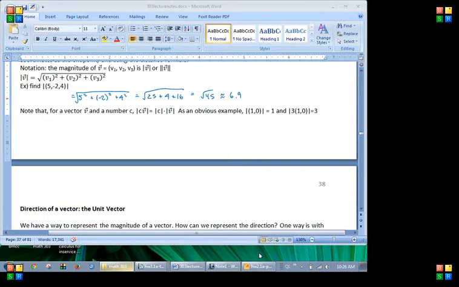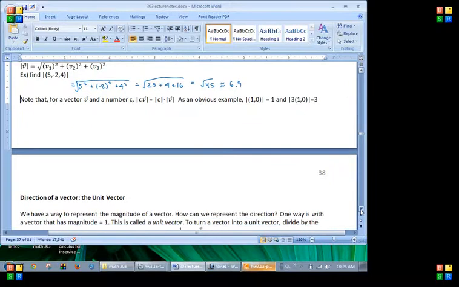Direction. So how do we talk about the direction of a vector? How do we represent that? Well, one way to do that is by giving a vector that, quote unquote, has no magnitude. Obviously you can't not have a magnitude. So what we do is we give it a magnitude of 1, and I'll show why that's useful in a second. So this is called a unit vector. Length 1, 1 unit. Okay.